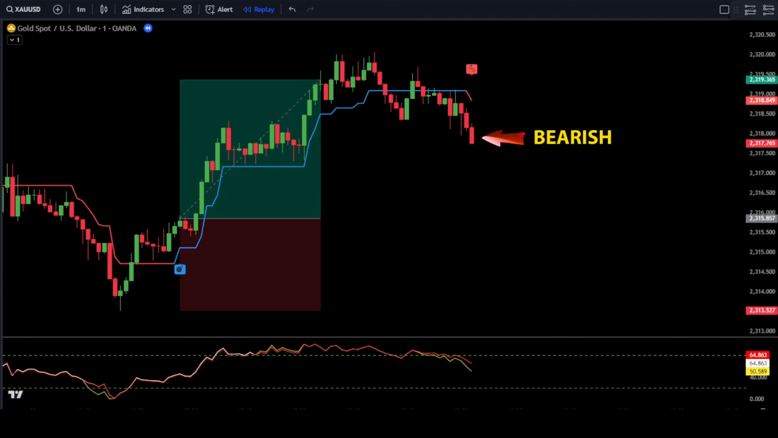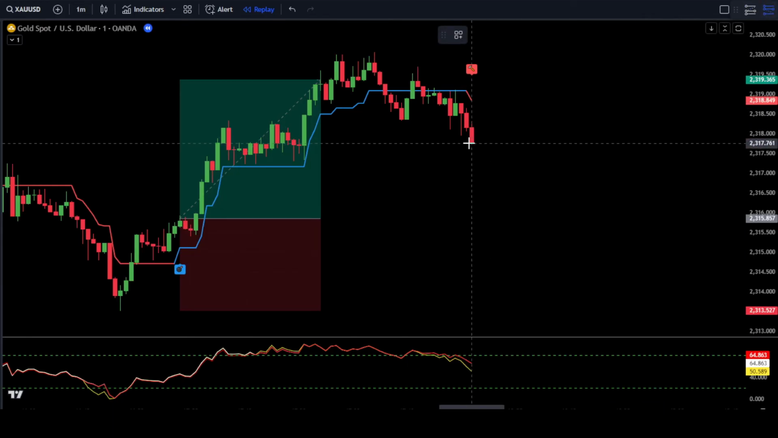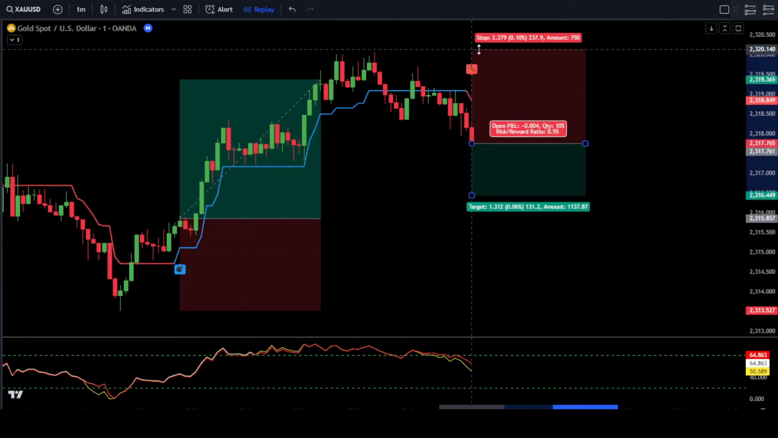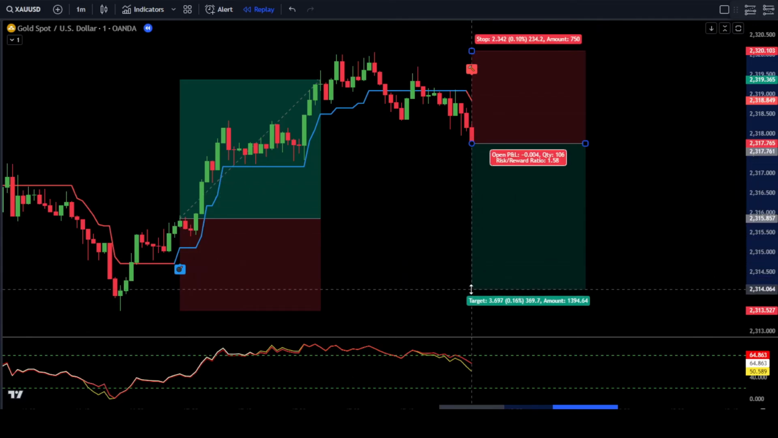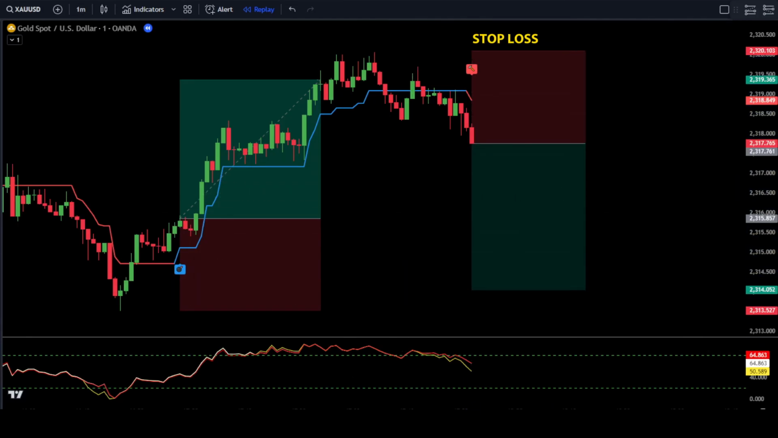As confirmation, ensure that the candlestick formed is a bearish candlestick. If all conditions are met, you can place a sell order after the bearish candlestick closes. Place a stop loss at the last swing high. Use a take profit target with a risk to reward ratio of 1 to 1.5.